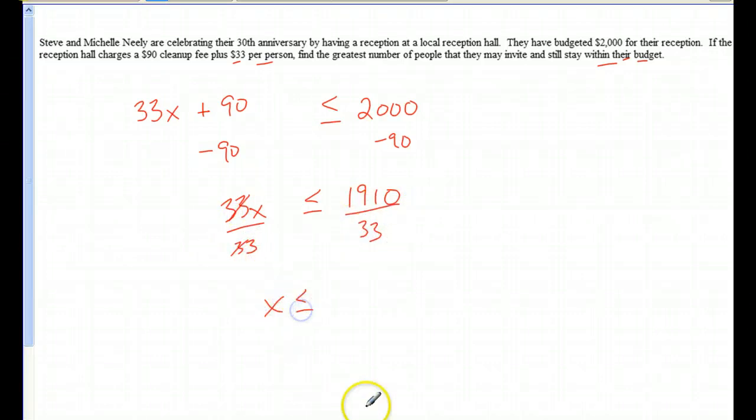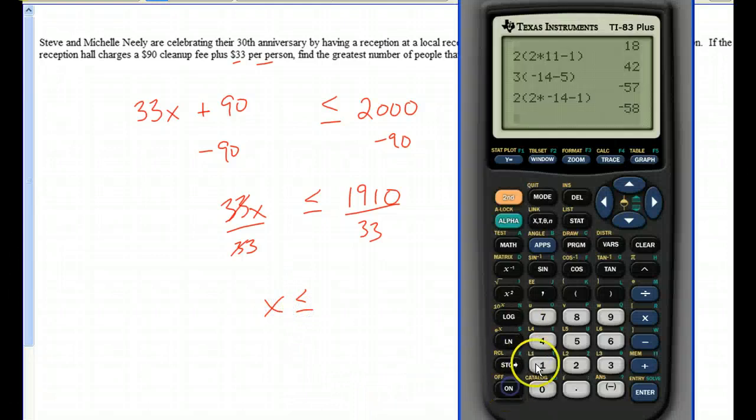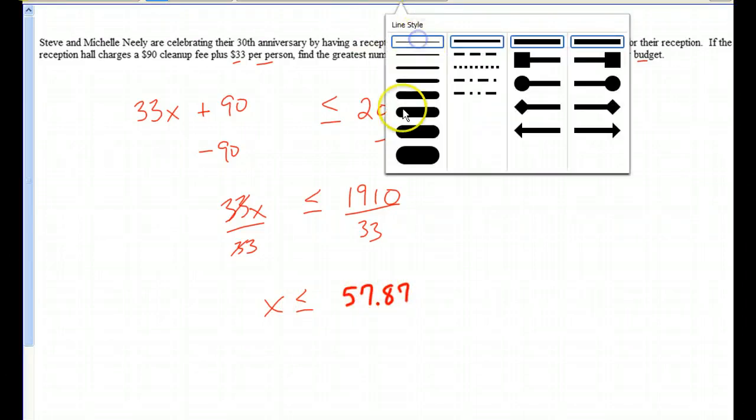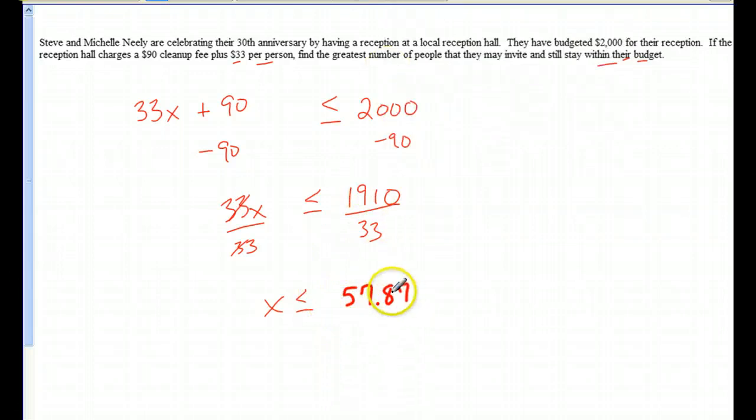x is less than or equal to 1910 divided by 33, which is 57.87. And again, if you think about it, x has to be less than or equal to that. This is the number of people that we're going to invite. It doesn't make sense to invite a fraction of a person, so we would say x is less than or equal to 57. Because if we round it up, the or equal to wouldn't need to be included.